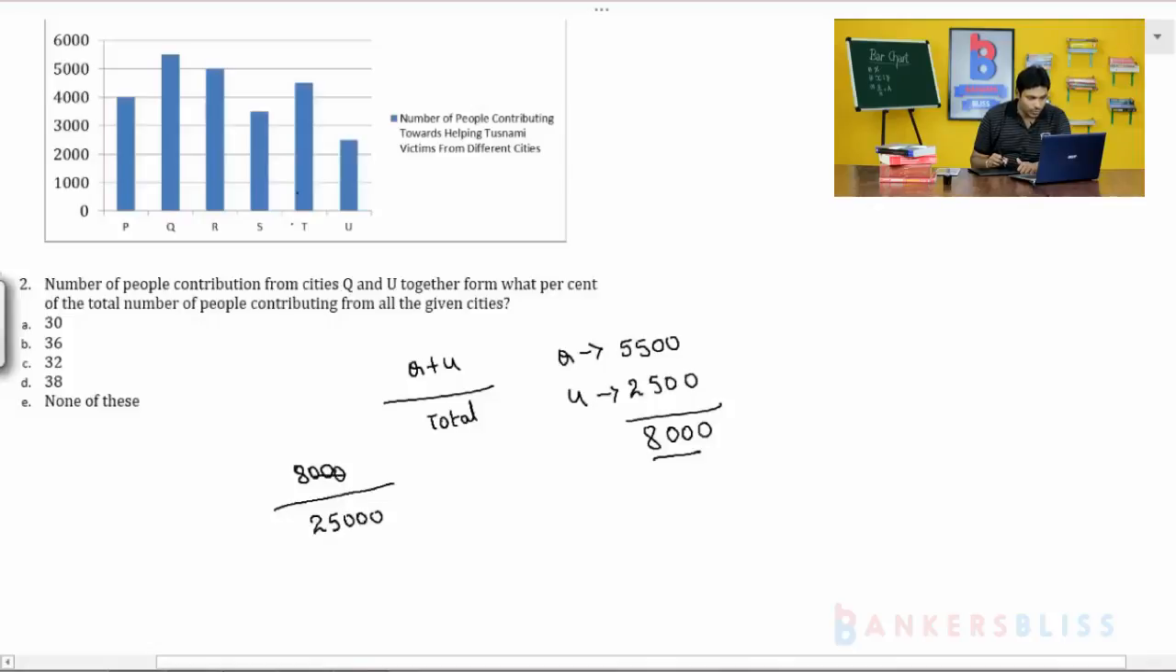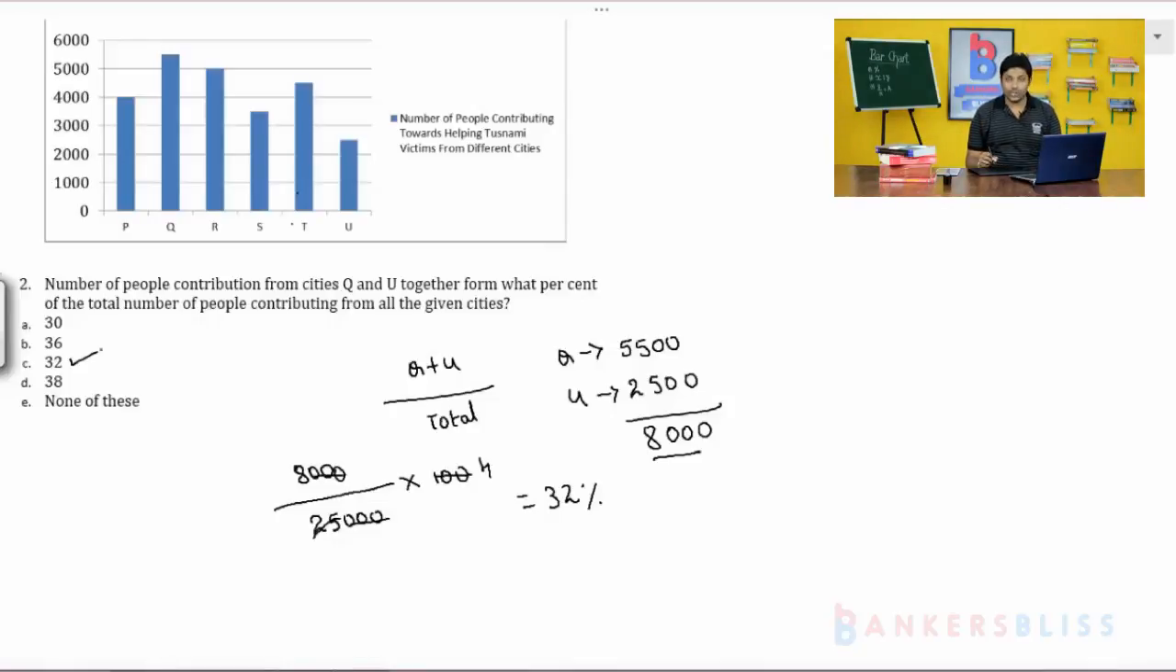So 8000 by 25,000 into 100. So 25 fours are 100, 8 into 4 is 32. So 32% is the answer, that is option C. So the total number is 25,000. Always remember the total number is 25,000.